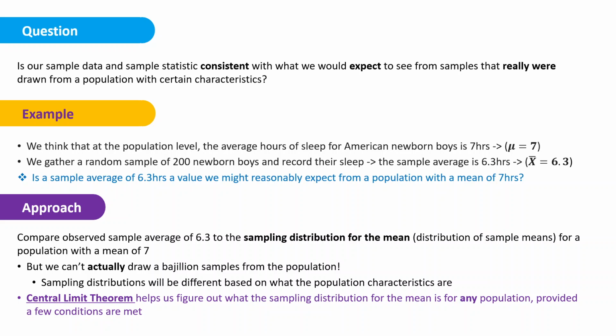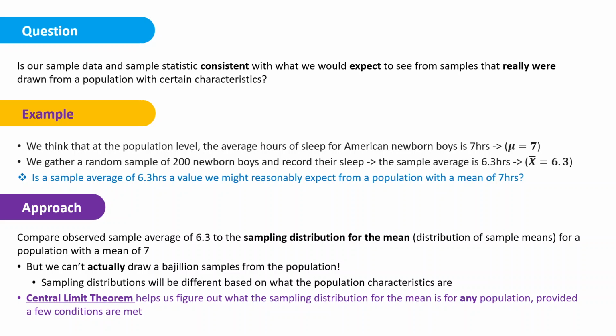But the issue with sampling distributions, remember, sampling distributions are conceptual, right? They're the distribution of sample statistics that we would see if we took samples over and over and over again from our population. But they're conceptual because we can't actually draw a bajillion samples from the population. And the sampling distributions are going to be different based on whatever the underlying population characteristics are.